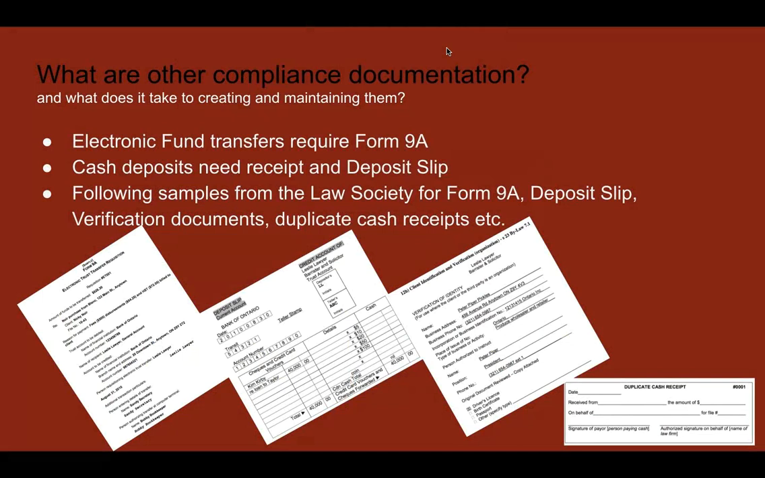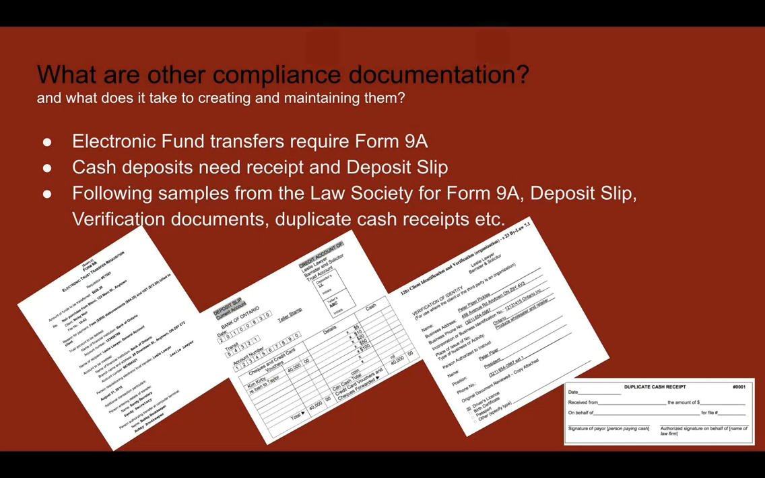The other compliance documents that go under it are Form 9A. If you're in Ontario and you move money from trust to the general, especially after you have completed the trust transfer, you need to generate a Form 9A. As you all see, it's an electronic trust transfer requisition form. And you're required to maintain this Form 9A upon generating the trust transfer.